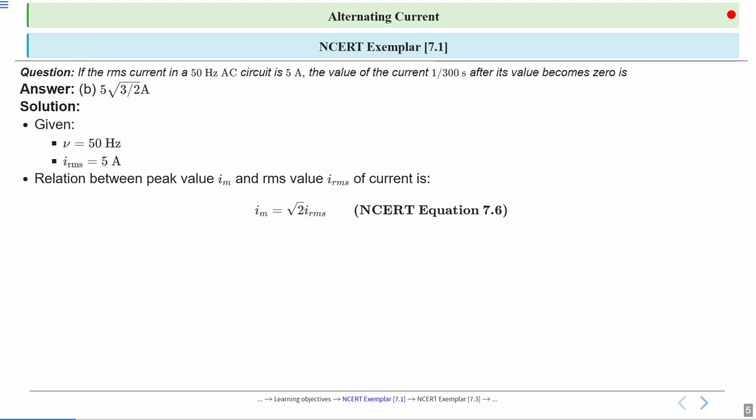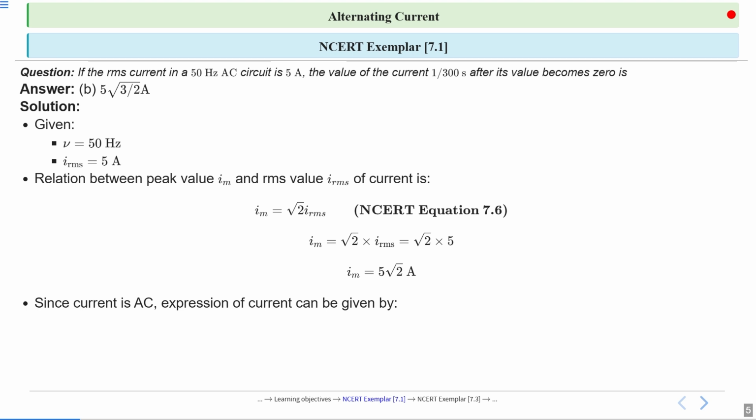Either it can be current, or it can be voltage. So Im is equal to root 2 into Irms, which is equal to root 2 into 5. So the maximum value of current will be 5 into root 2 ampere. So this is the maximum value of current. Since current is AC, the expression of current can be given by I equal to Im sin omega t. Okay, so you have to find the current at 1 by 300 second after its value becomes 0.